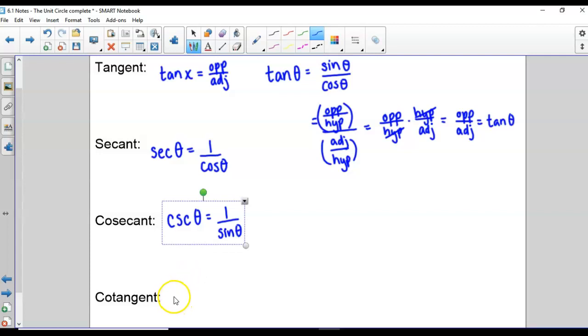And cotangent of theta is cosine theta over sine theta.